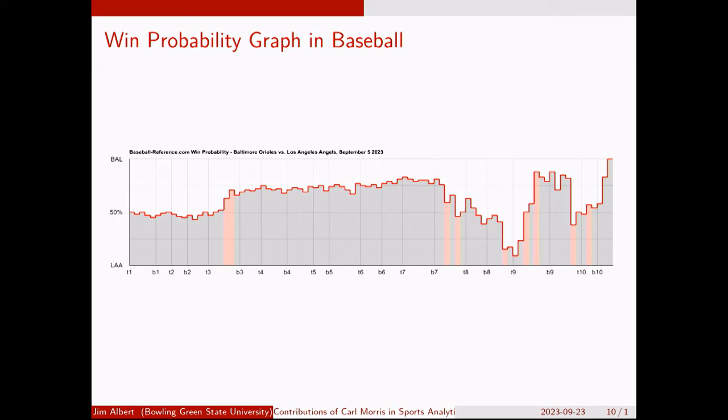And notice that some areas are shaded pink. Those are points that correspond to high leverage. Those are particular plays that really had a big impact on the win probability. It could be a home run or an out with bases loaded, things like that.